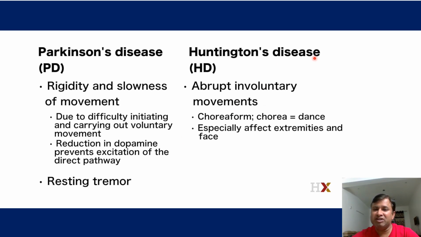While in Huntington disease, abrupt involuntary movements occur. So a large number of movements occur. That is called choreiform. So it is a dance-like symptom. So the difference in both: in Parkinson disease, movement becomes very slow, while in Huntington disease, movement becomes very fast.